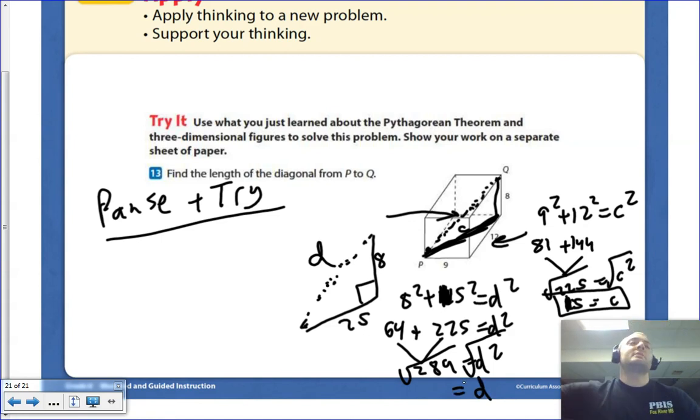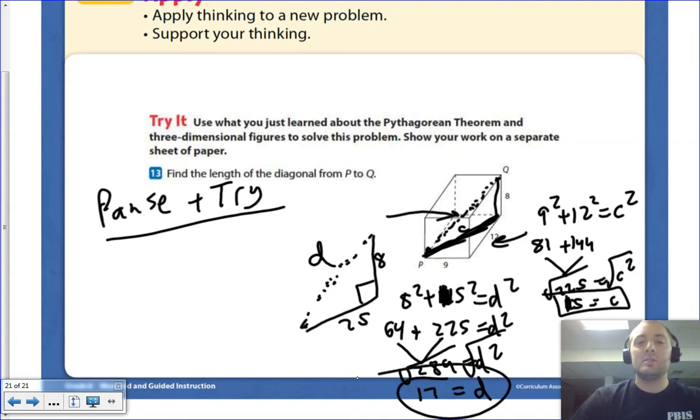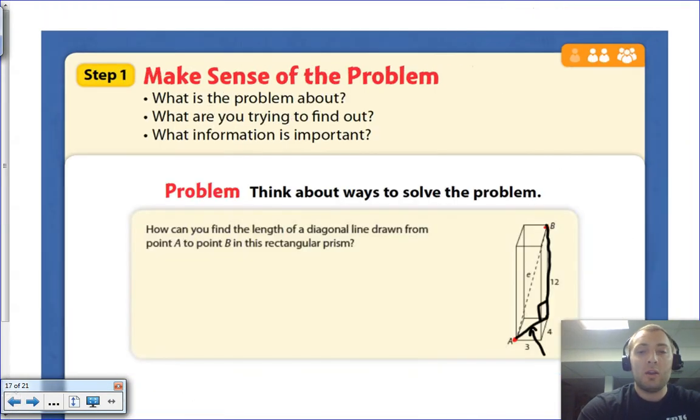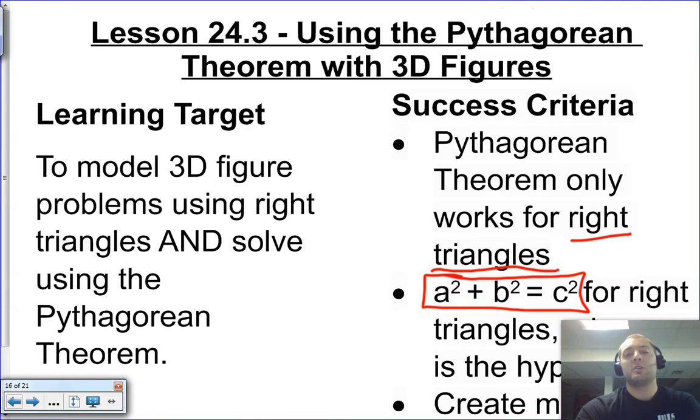I'm going to guess it's 17. Pretty sure it's 17. I got it. It is 17. The square root of 289 is 17. So our length that we're trying to find is 17 units. And that's our study of the Pythagorean theorem within three-dimensional figures.